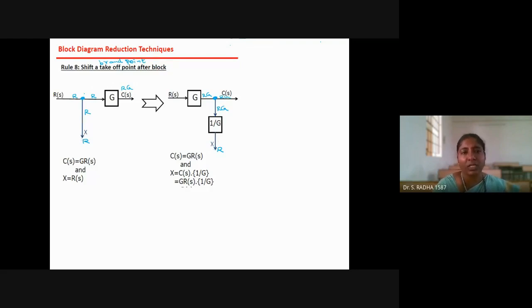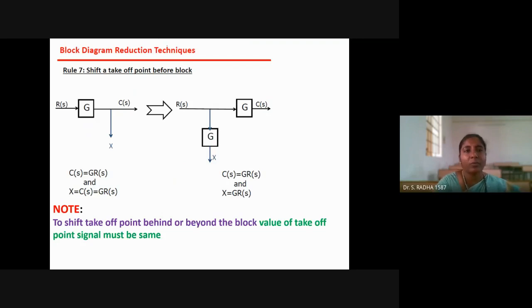When you move the branch point ahead of the block, whatever block G is present, you have to multiply by the inverse of that. You have to put 1 by G, if you are moving the branch point ahead of the block. So this is rule number 8. Now I am going to rule 7, that will be easy to remember. That's why I have gone to that.